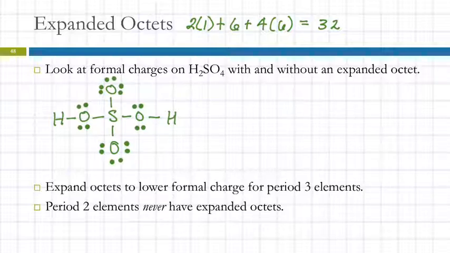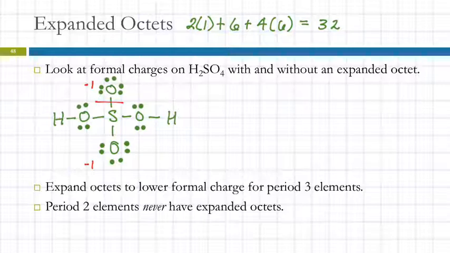Does that obey the octet rule? Sure does. What about the formal charges, though? Sulfur is in period 3. Sulfur can take on more than 8 electrons. It can expand, so we have to consider that as a possibility. So if we look at formal charges, this oxygen brings in 6 electrons, leaves with 7. 6 minus 7, it's got a -1. This one is in the same position. This has got the same number of bonds and number of lone pairs. So that one's -1.